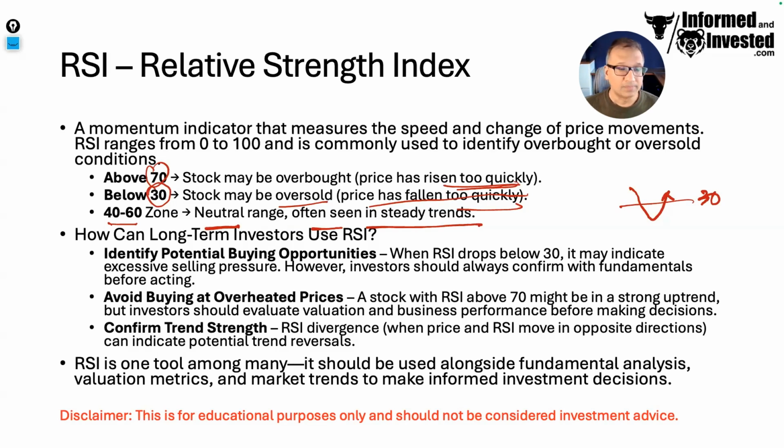The second is if it's over 70, which means it's overbought. You could say we're going to avoid buying at overheated prices. If a stock's RSI is above 70, it might be in a strong uptrend, but investors should evaluate the valuation and business performance before making any decisions. You cannot use this in isolation. You've got to use this in conjunction with other things.